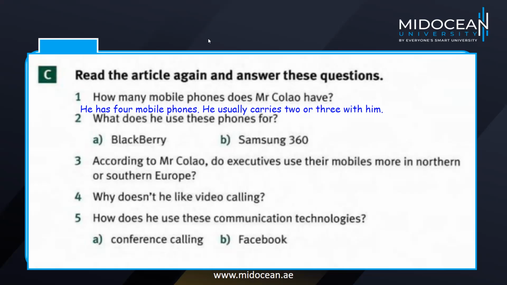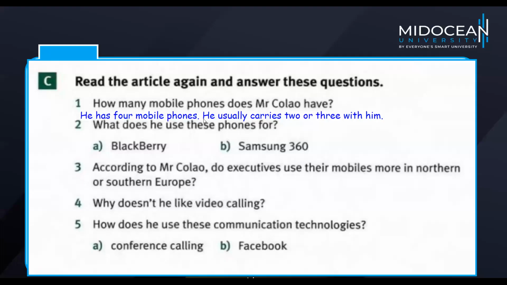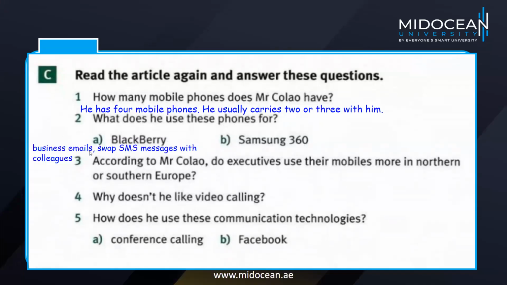So number 2, what does he use these phones for? هو كان معاه BlackBerry وآيفون وسامسونج, right? So BlackBerry, yes, he uses it for business emails. Swap to exchange SMS messages with colleagues. Samsung for social contact and to access Facebook.